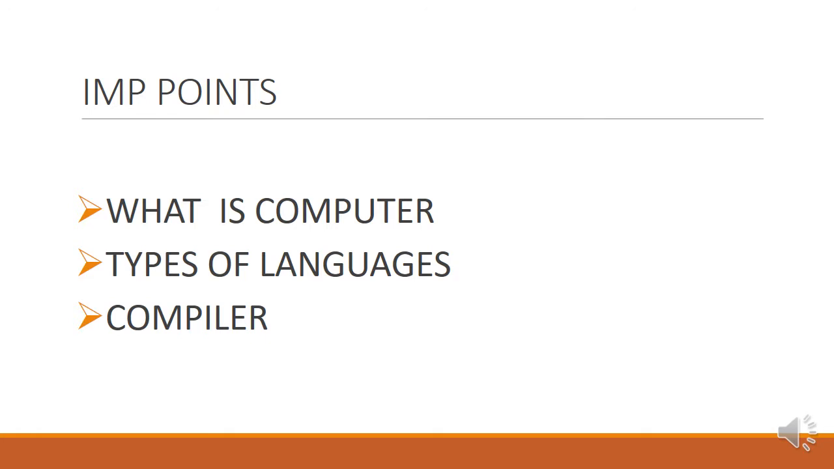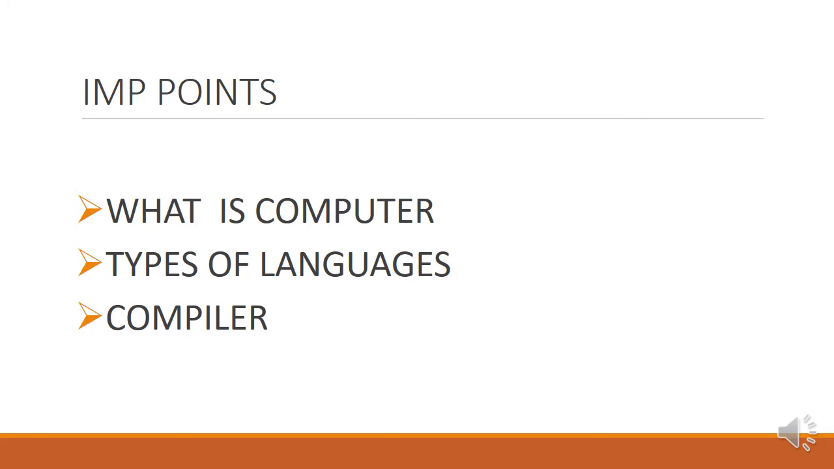So before going to study the C language, first let us know what is computer. What is computer? Computer is an electronic device. It accepts data and instructions. It processes the data according to the instruction and gives the result in human recognizable form. Okay.